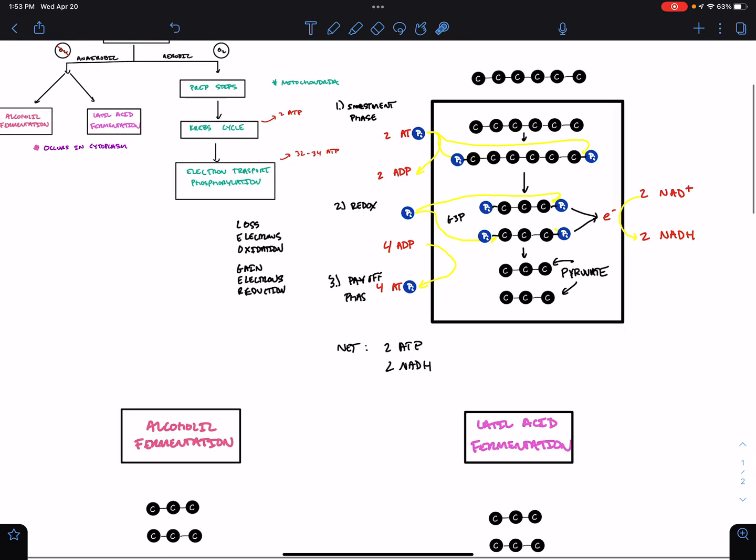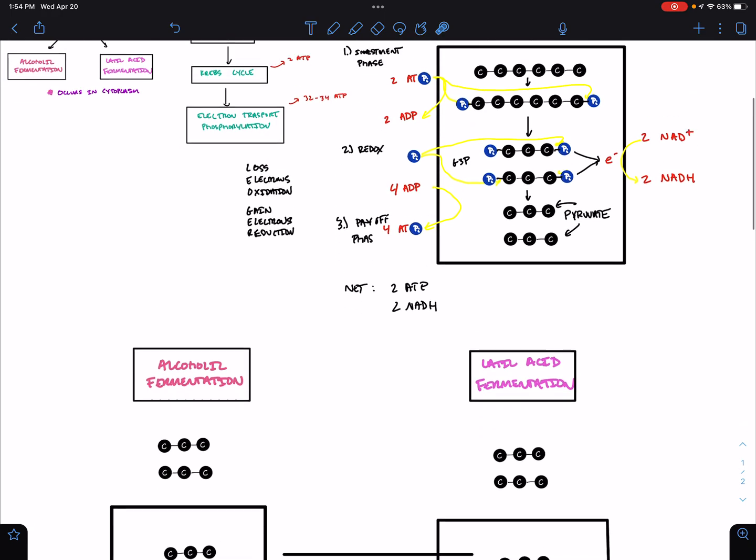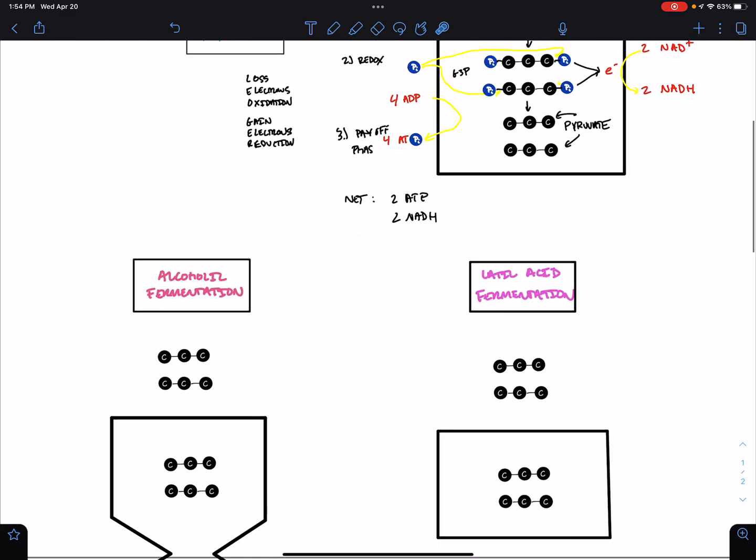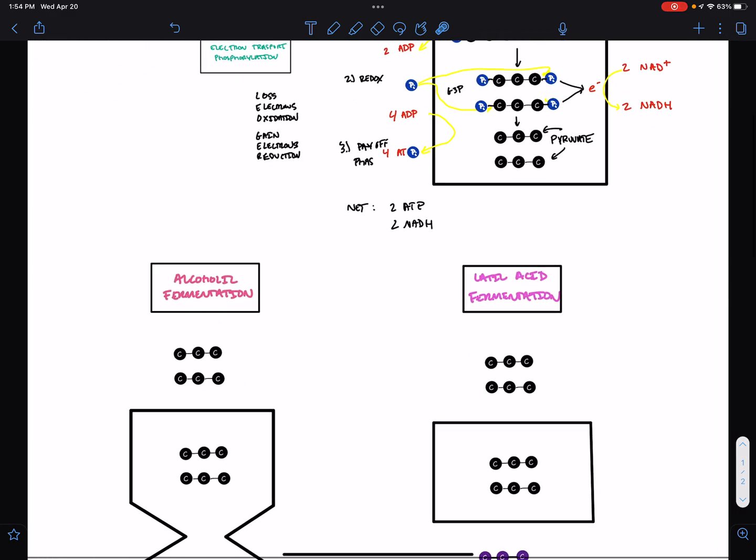Now, it maybe doesn't make a lot of sense to introduce them before we talk about electron transport phosphorylation, but what the heck, doing it anyway. I guess we're talking about it because we're doing fermentation right now in lab.